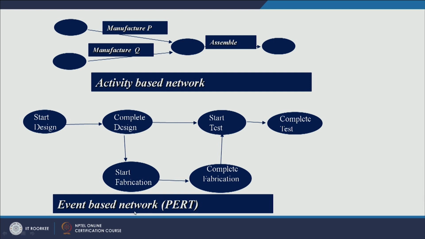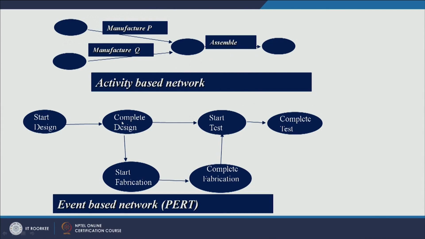Similarly, one more example of PERT network. So, let us say your first activity is start design, complete design, but rather than using activity on arrow type of representation, let us use activity on node type of network representation. So, start design, complete design, start fabrication, start testing, or it will go like this. So, after design is complete, the next point is start test, complete fabrication and complete test. So, what is the difference?